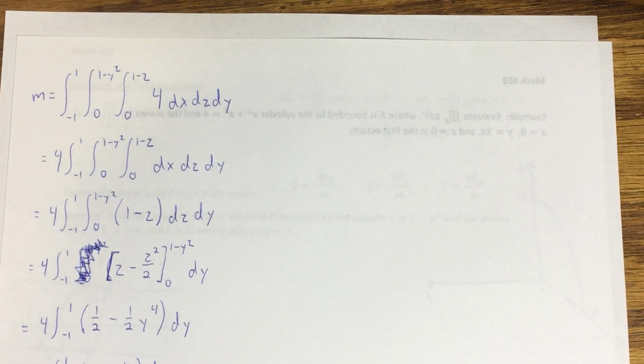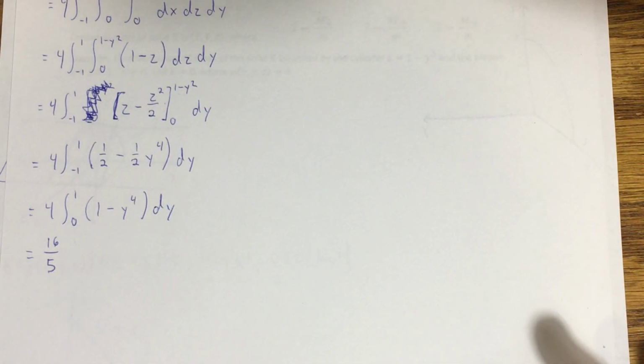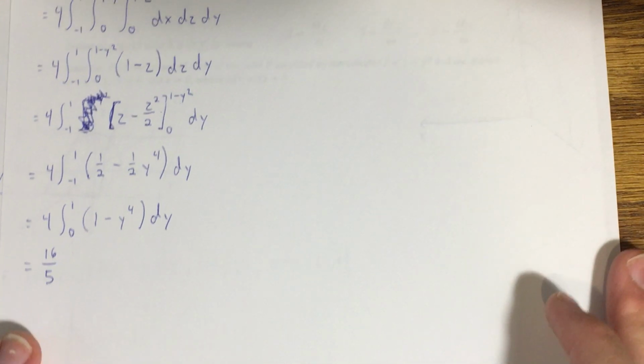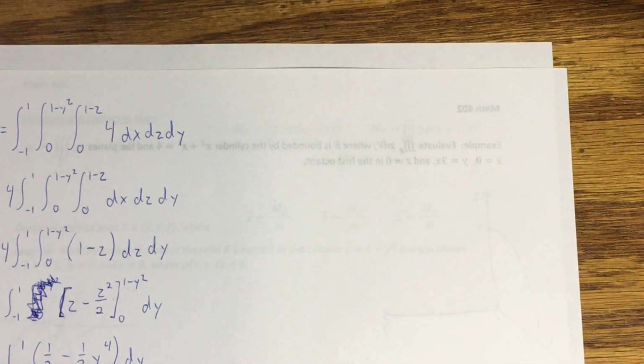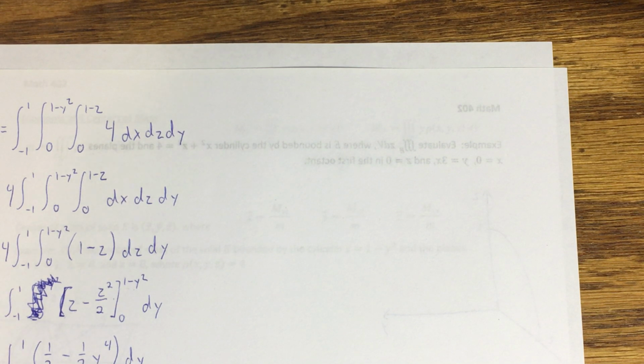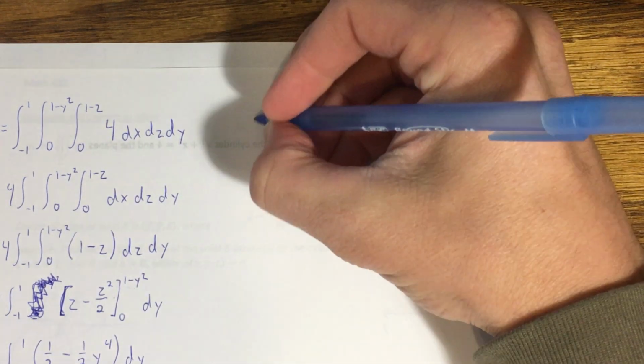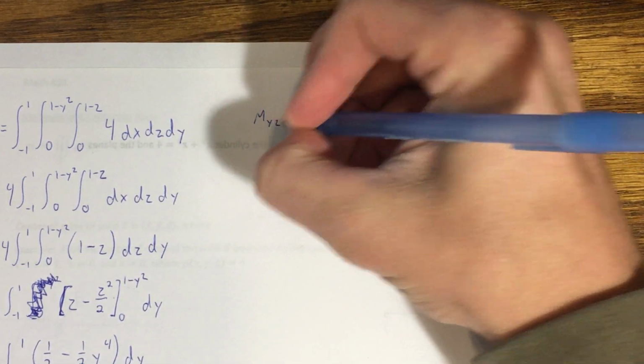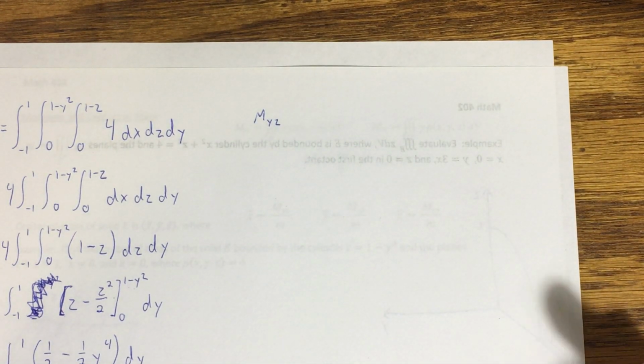Okay, so we're working on a center of mass problem, and we have already computed the mass of the solid that we're looking for the center of mass for. So what's left to do is compute the moments of the solid about each coordinate plane. So what I'm going to do is just find one of them. I'm going to find M_yz, and remember that's the moment about the YZ plane.